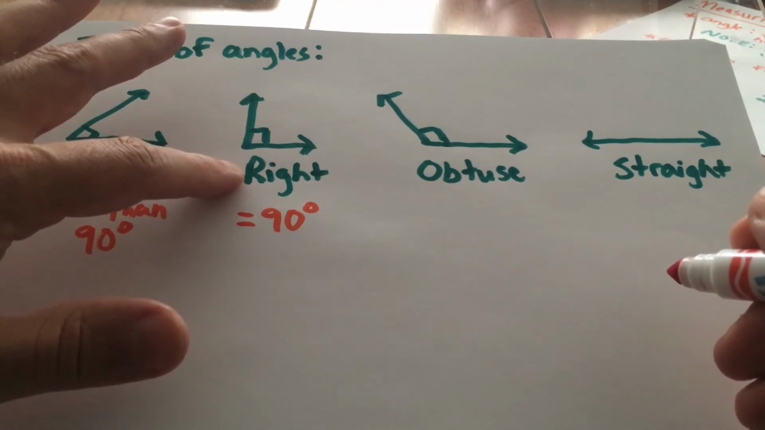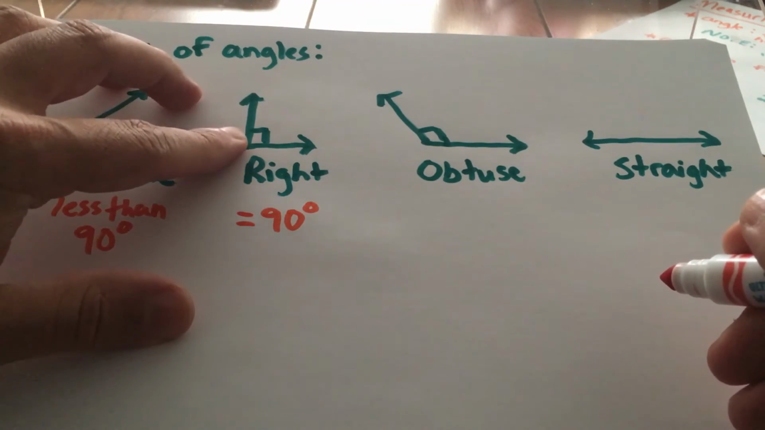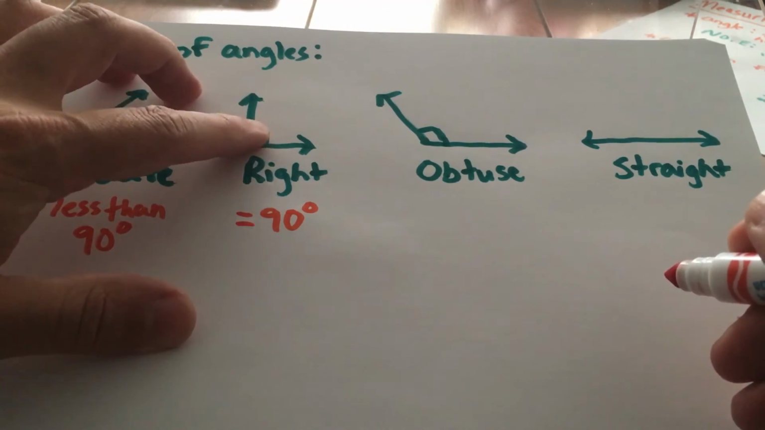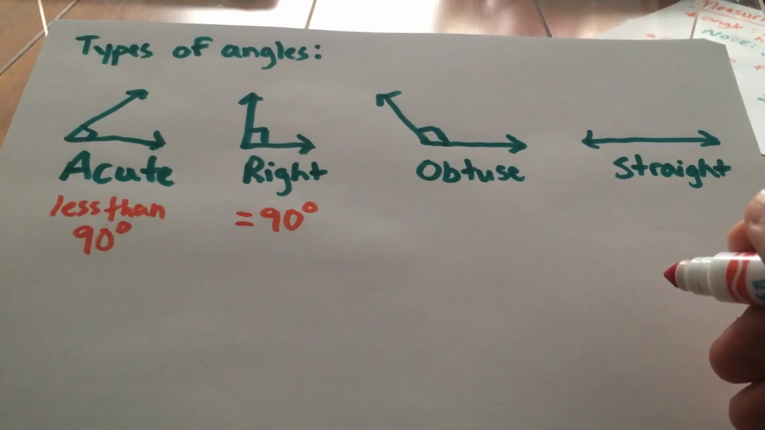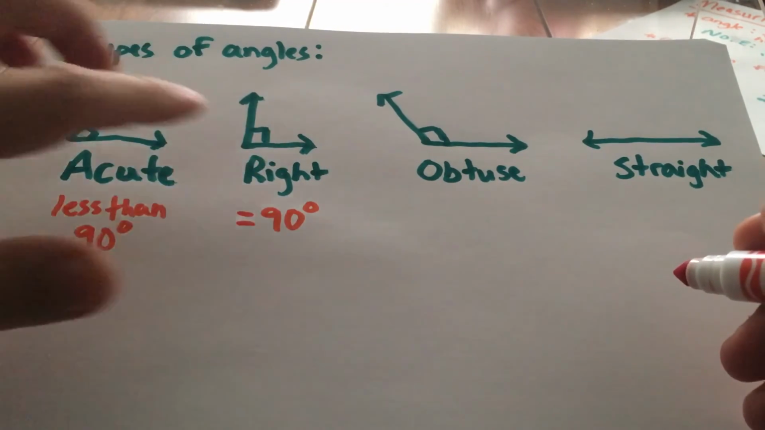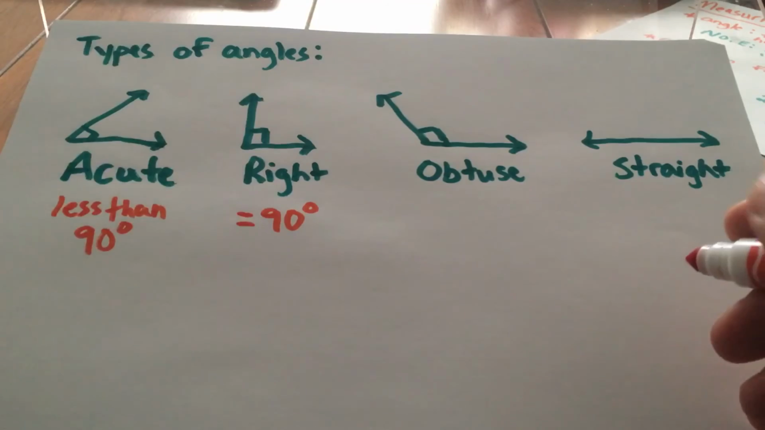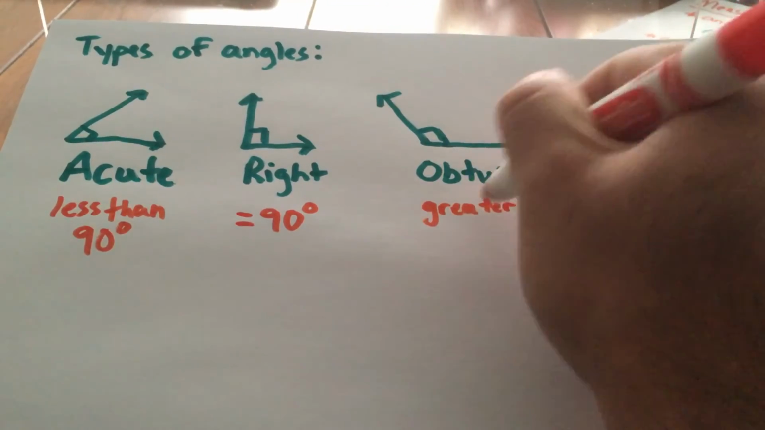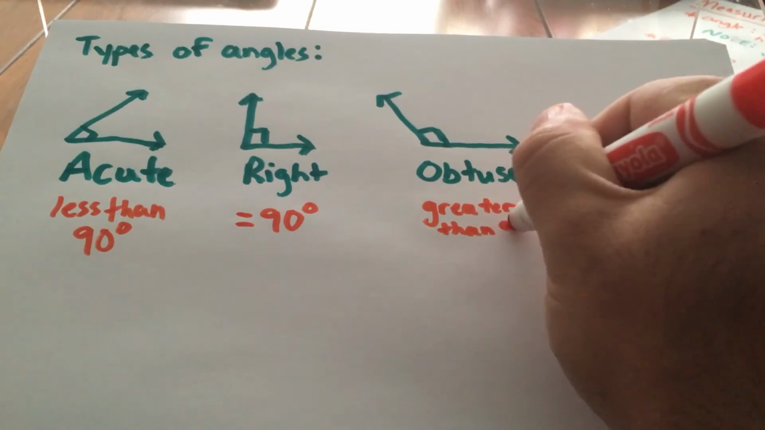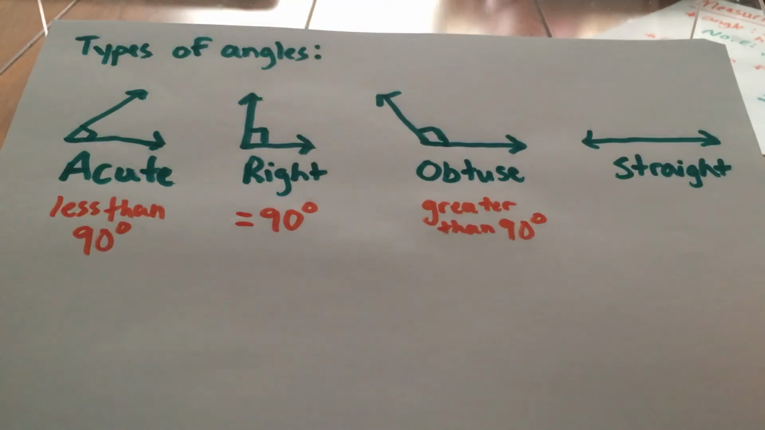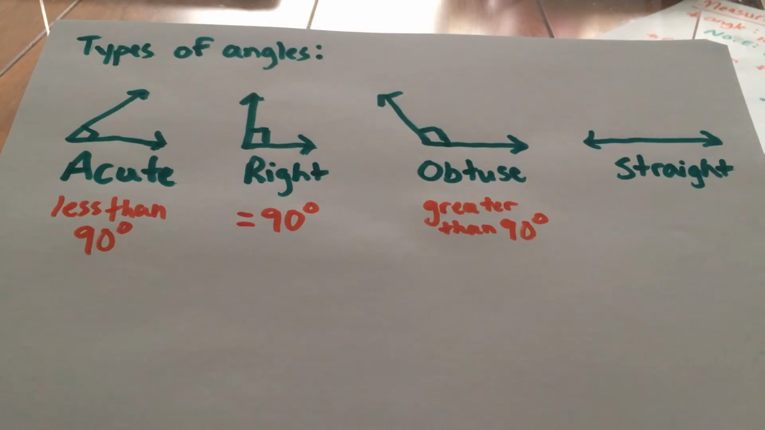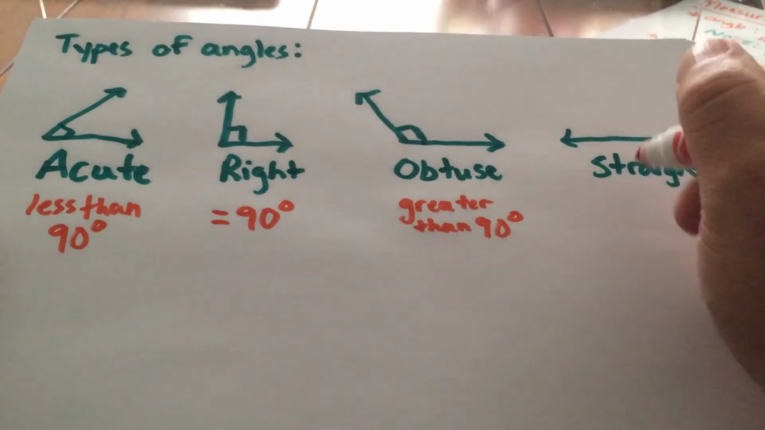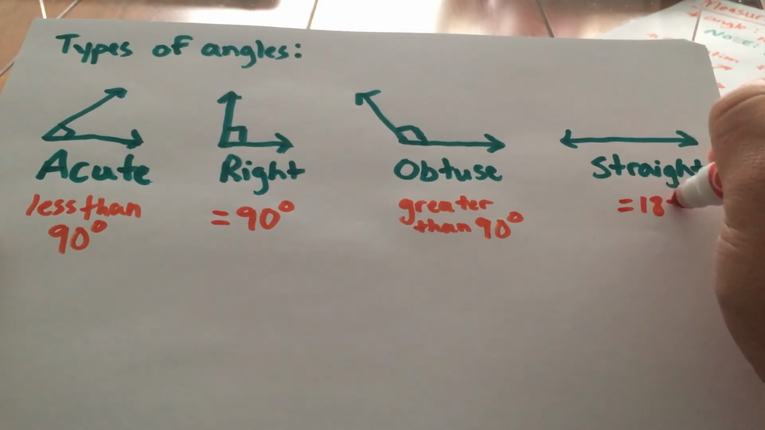There's a lot of stuff about right angles in geometry. Notice also that I have this little box in this corner. Anytime you see that box, that means it is a right angle, which means that the angle is 90 degrees. Also very important to remember. Obtuse, then, is an angle that is greater than 90 degrees. So anything that's bigger than a 90 degree angle is an obtuse angle. And then finally, we have what's called a straight angle, which is equal to 180 degrees.